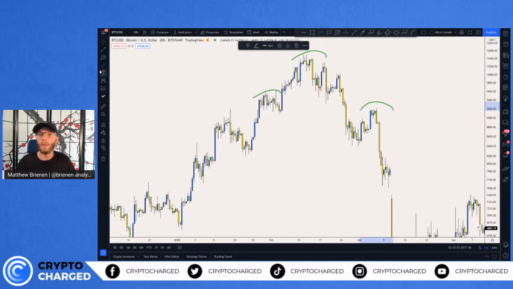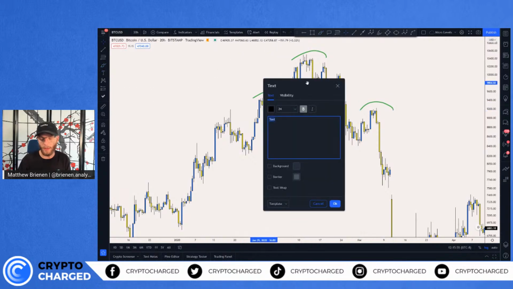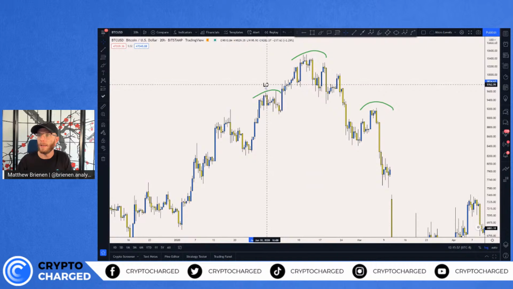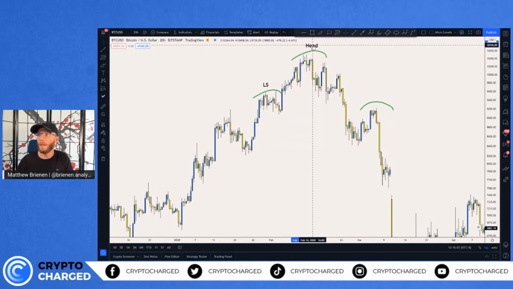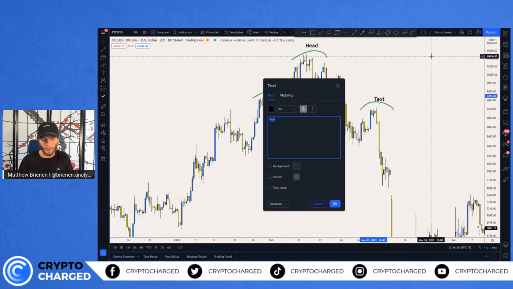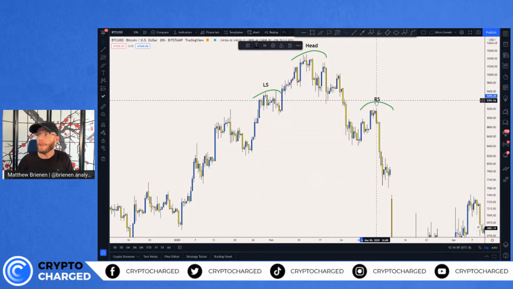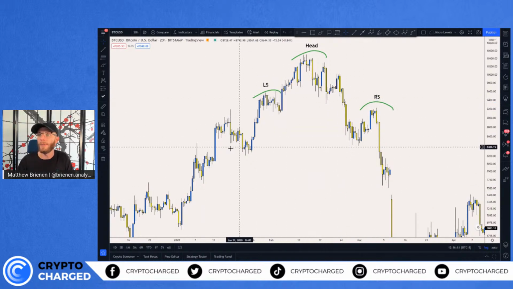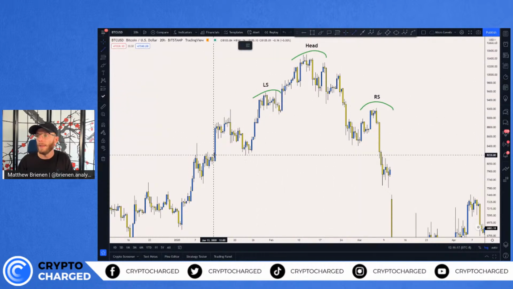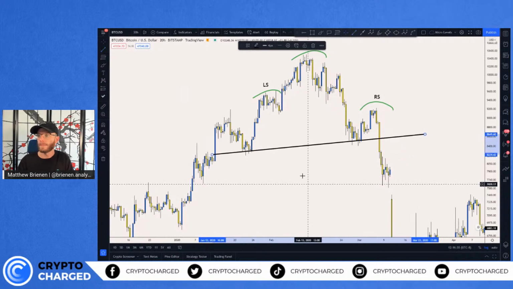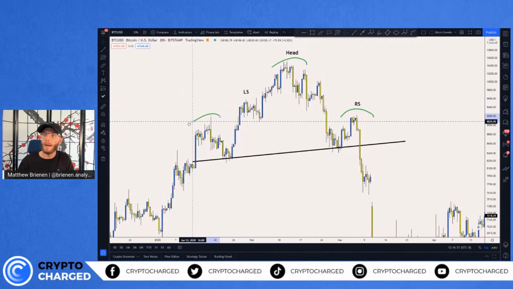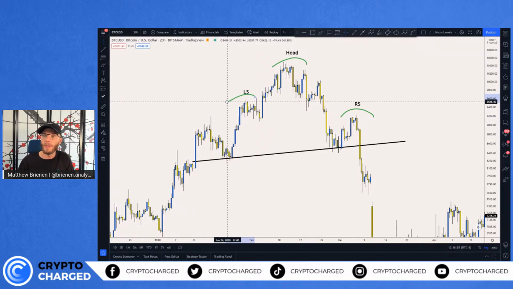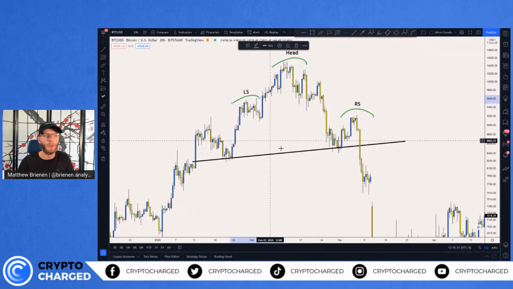So again, I'm going to type this out for you guys here. We're going to do LS for left shoulder. We're going to do head up here. Okay. And then we're going to go ahead and do our right shoulder, RS for right shoulder. The last component to this, after you can see this structure forming, with the left shoulder that formed, the head, and the right shoulder, is the neckline that comes in. So the neckline is going to most likely sit somewhere around here. And you can see how price came down. You could really, even if you wanted to, consider this entire area the left shoulder, but for the sake of this example, we'll call this area right here the left shoulder.